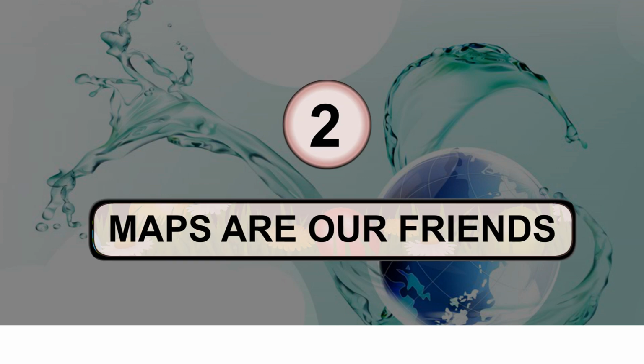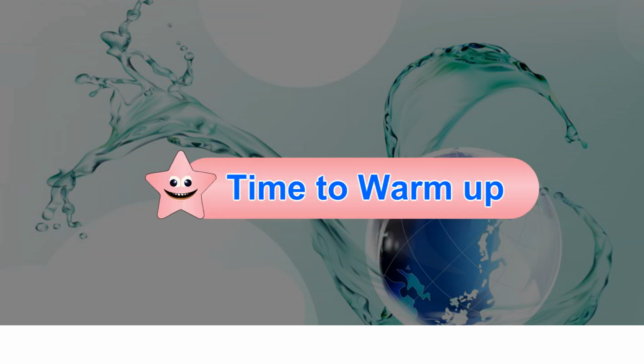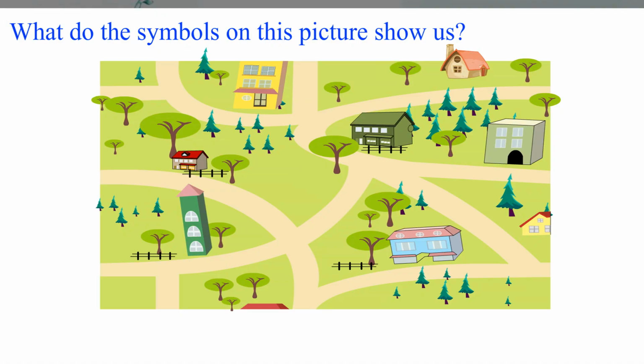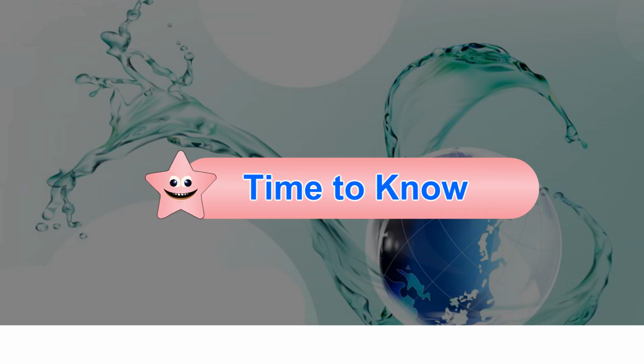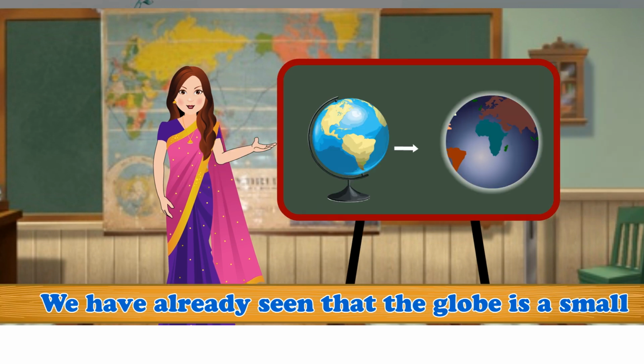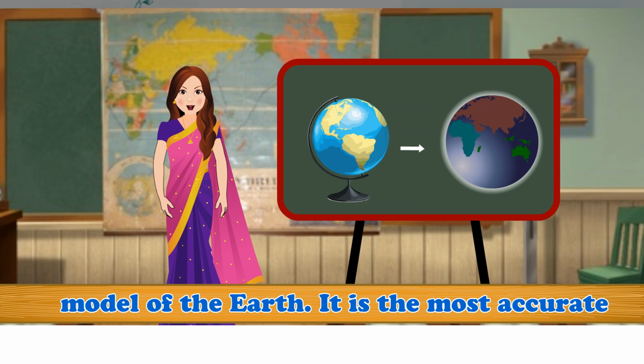Maps are our friends. Time to warm up. What do the symbols on this picture show us? Time to know. We have already seen that the globe is a small model of the Earth.